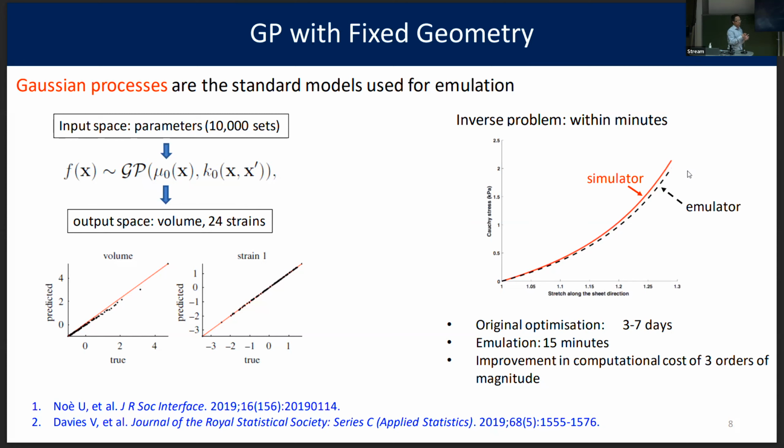Then we use this trained emulator and apply it to an inverse problem, comparing with the same problem solved using the simulator. The red curve is the stiffness estimation using the simulator, and the dashed black line comes from the emulator. You see the difference is quite small, while the computational cost of the emulator is much smaller. It's a 3 orders of magnitude acceleration. Using the simulator it takes 3 to 7 days, but using the emulator it only takes about 15 minutes, which is the time we want to achieve. You can find the details in the 2 papers there.